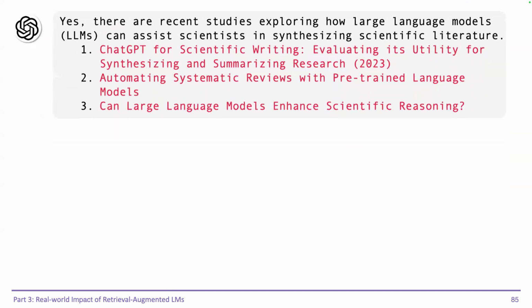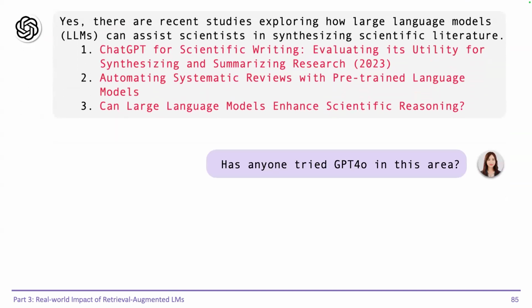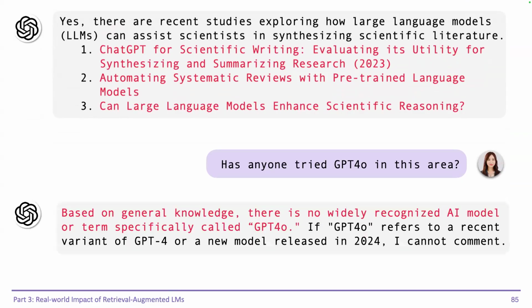Static language models also struggle to keep up with our rapidly evolving world, much like GPT-4o failing to recognize itself a year after release. This issue is even more serious in fast-moving fields like science. So how can we build an AI system that scientists can truly rely on? I argue that the answer lies in retrieval-augmented language models.